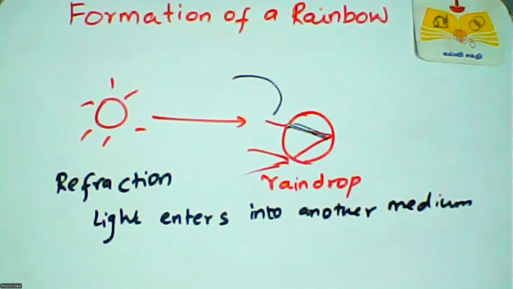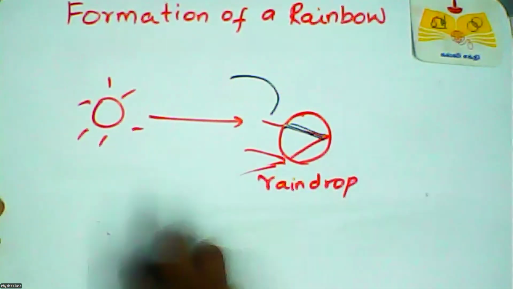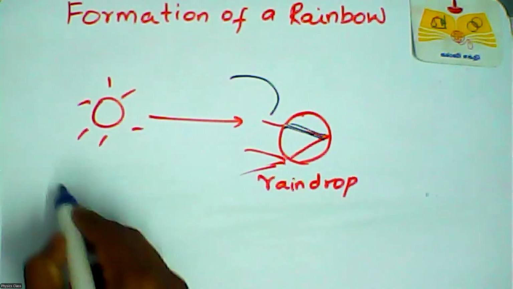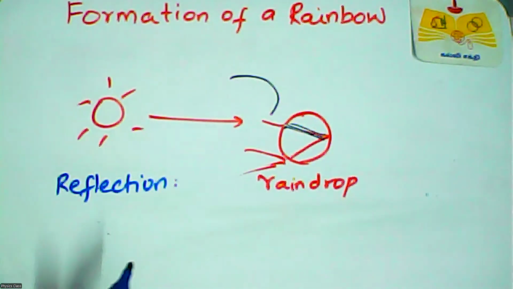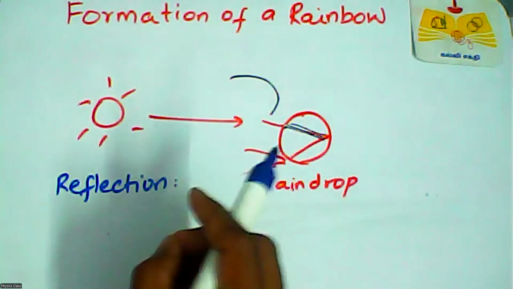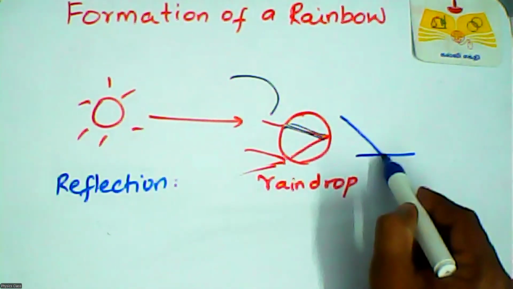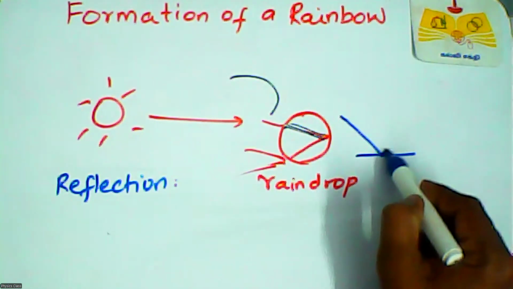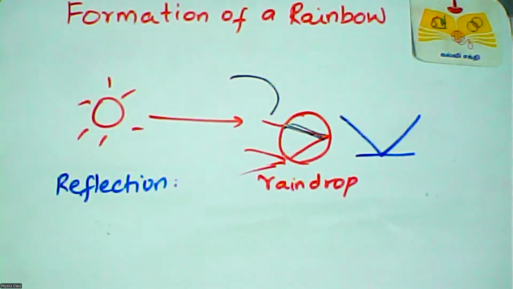And then reflection. Reflection means light encounters some surface and is reflected back into the same medium. Reflected back into the same medium is called reflection.